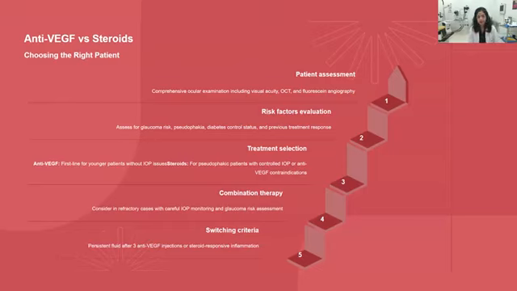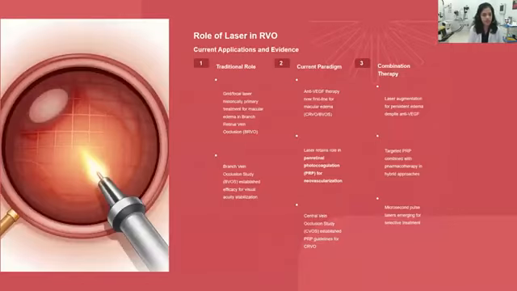Role of laser. There's a traditional role earlier. Grid and focal laser were used a lot for macular edema in branch retinal vein occlusion, but currently anti-VEGF is the first line for macular edema, whether it's due to CRVO or BRVO. In combination therapy, laser augmentation can be given for persistent edema despite anti-VEGF. Targeted PRP is combined with pharmacotherapy in hybrid approaches, and micropulse laser is emerging as a selective treatment.